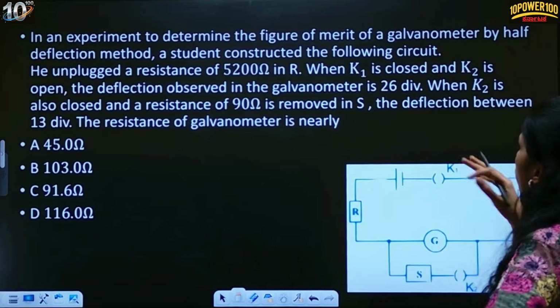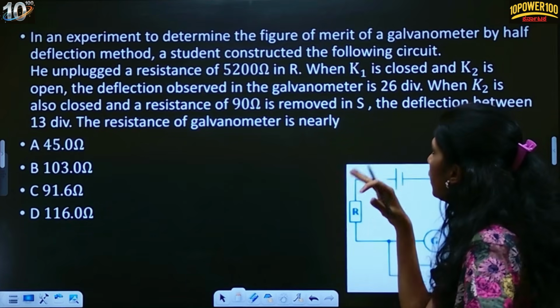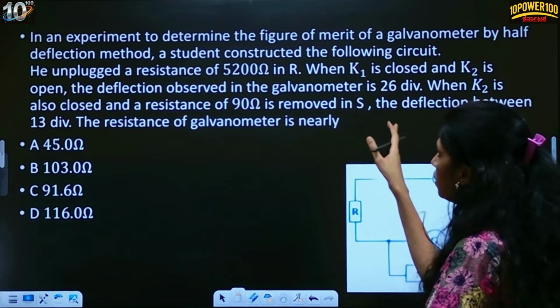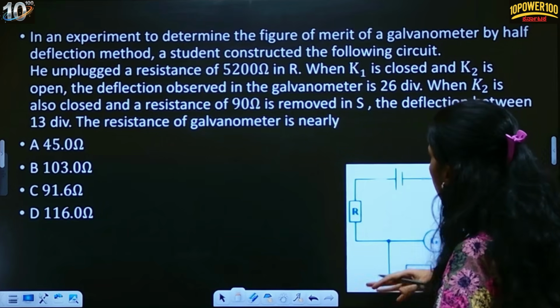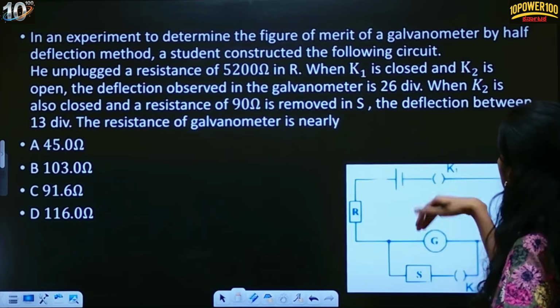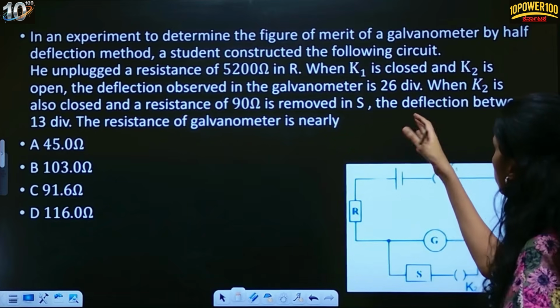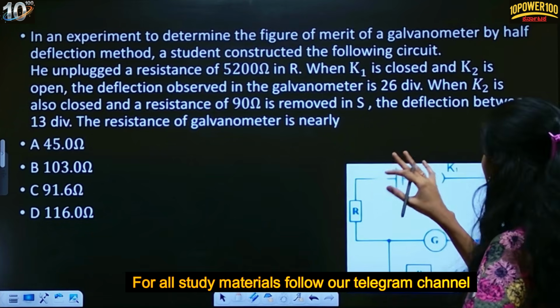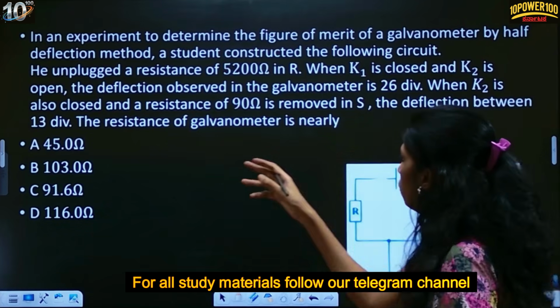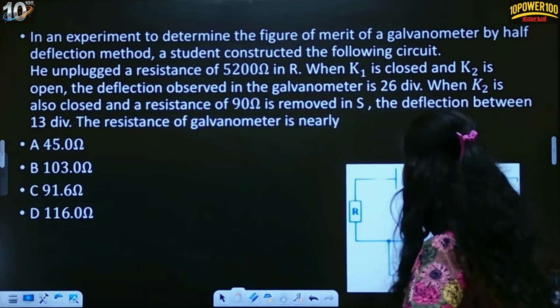Okay, in an experiment to determine the figure of merit of a galvanometer by the half deflection method, the student constructed the following circuit. He plugged in a resistance of 5200 ohm in R. Fine. And then when K1 is closed and K2 is closed, again he observed a deflection of 26 divisions, and the resistance in S is 90 ohm. Therefore, the deflection between them will be 13 divisions. What's the resistance of the galvanometer?